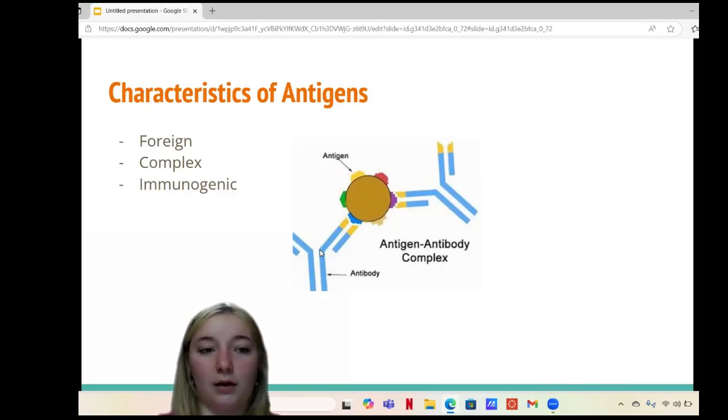So the antigen here, this is a complex one. So it has the antigen, and an antigen can be foreign, complex, or it could be immunogenic.